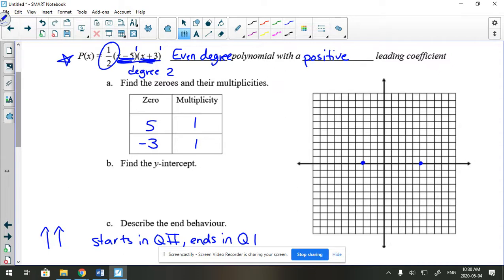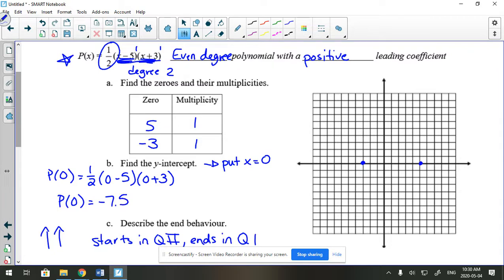Now I'm going to do the y-intercept. To find the y-intercept, remember you just put your x equal to 0 and solve. So I'm going to put my x equal to 0 in my original equation. And when I figure that out, I'm going to get a negative 7.5 as my y-intercept. So I'm going to draw that on the graph as well. 1, 2, 3, 4, 5, 6, 7.5. That's my y-intercept.